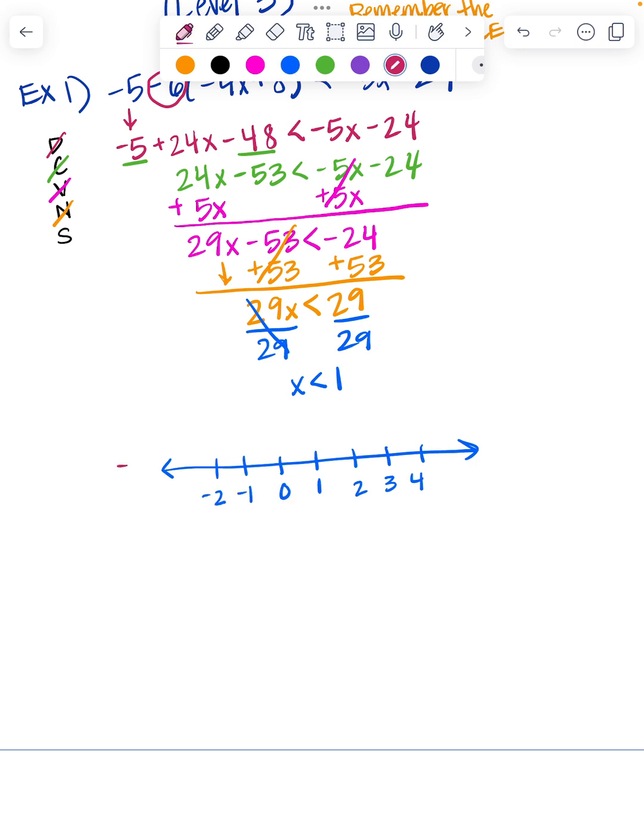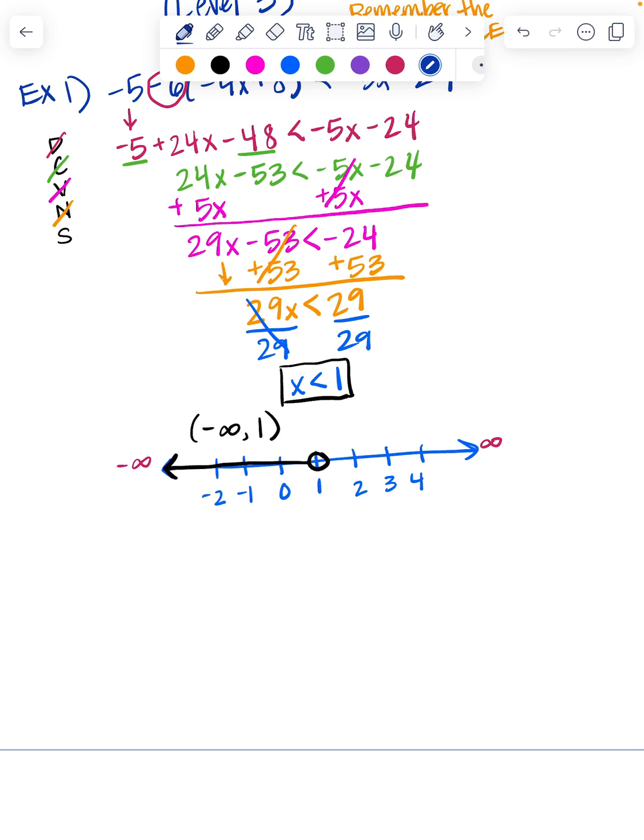Remember that negative infinity is this direction and positive infinity is this direction. So my graph, because it's a less than symbol, will be an open circle at 1 with an arrow pointing left. And my interval notation will be parentheses with negative infinity and then 1 parentheses. So my answer will have 3 parts. I'll have the inequality notation, the interval notation, and the graph.